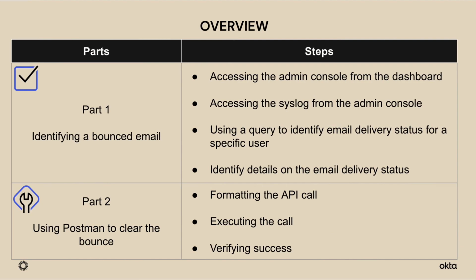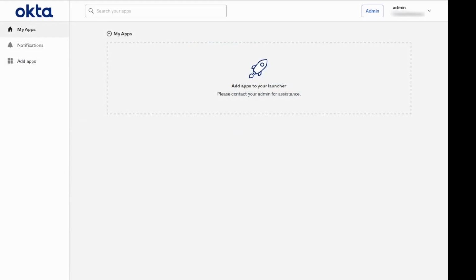In this demonstration, we're going to be breaking this down into two parts. Part 1, identifying a bounced email. Part 2, clearing them with Postman. Part 1, identifying an email bounce.